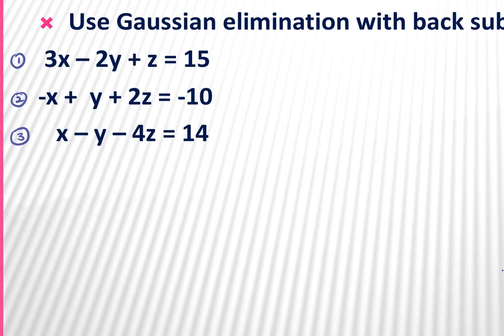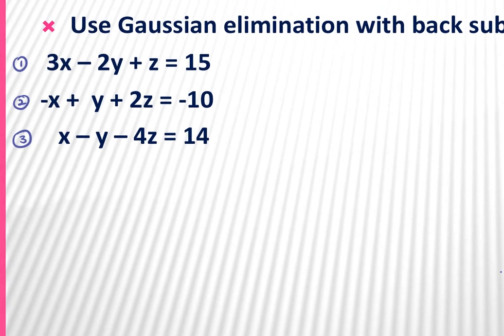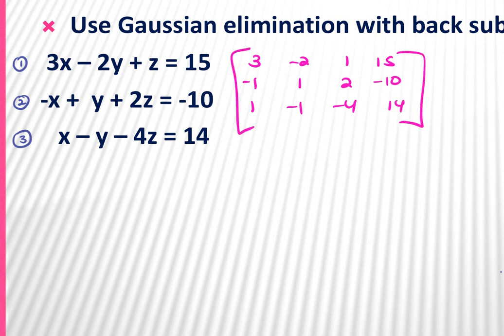My first row would be what, Javi? What's my first row? I know you don't know. That's why I called on you, friend. 3, -2, 1, 15, -1, 1, 2, -10, 1, -1, -4, 14. Now if you miss a negative on that step, you just messed up the whole rest of the process. Write it slowly and carefully.